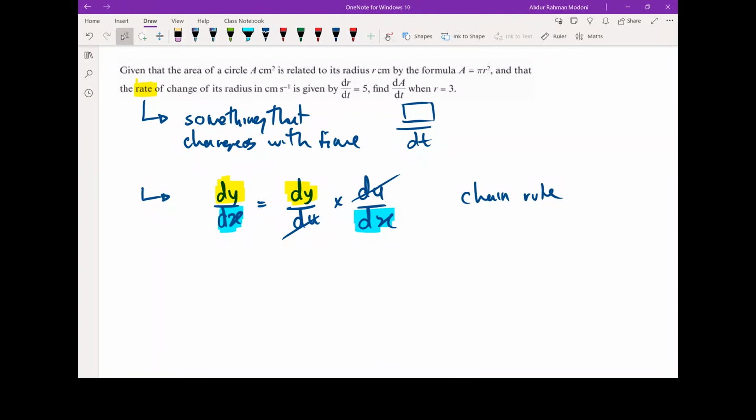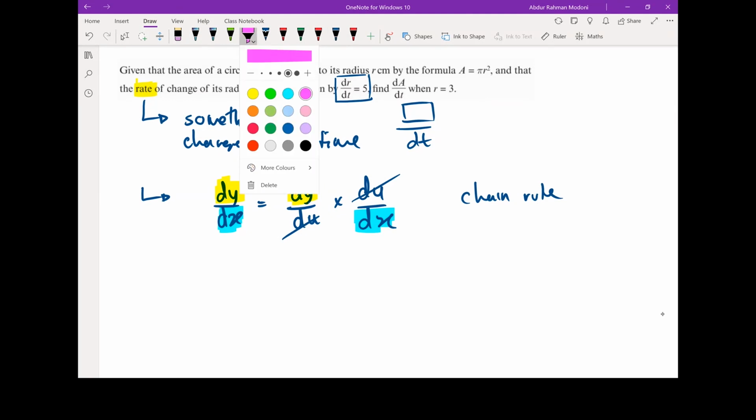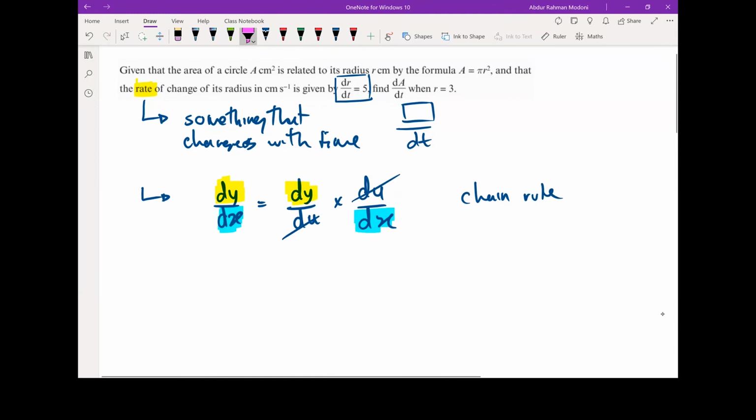Let's have a look. We'll approach this a little bit at a time. It's given us the equation for area. It's given us that dr by dt is equal to 5. So it's given us a rate here, and it wants us to find out what dA by dt is. Whatever we're after, I always highlight that first. I'm after dA by dt, so I'm going to make a note that this is what I'm after, dA by dt.